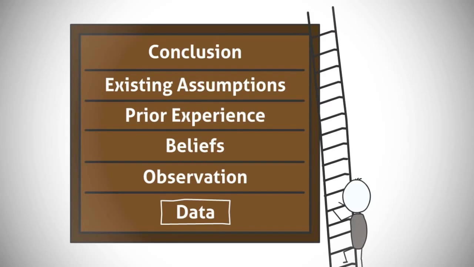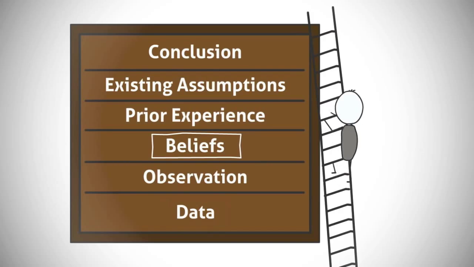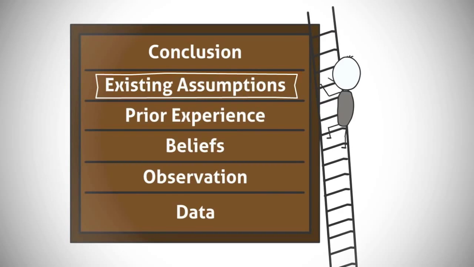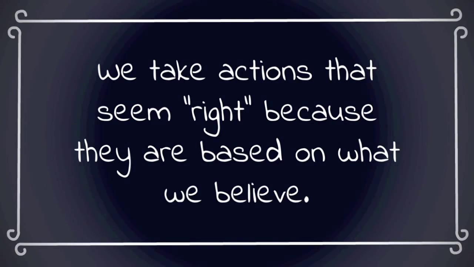These processes can be visualized as rungs on a ladder. Starting at the bottom of the ladder, we identify facts and data. As we move up the ladder, we're selective with the data based on our beliefs and prior experience. We interpret what the data means and tend to apply our existing assumptions. We then draw conclusions based on the interpreted facts, which in turn become our developed beliefs. Finally, we take actions that seem right because they are based on what we believe.